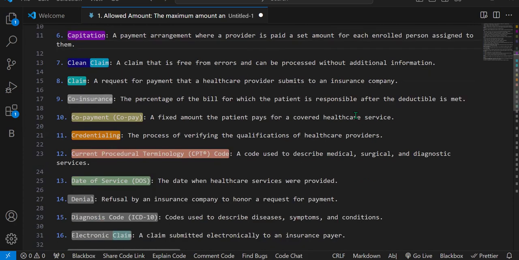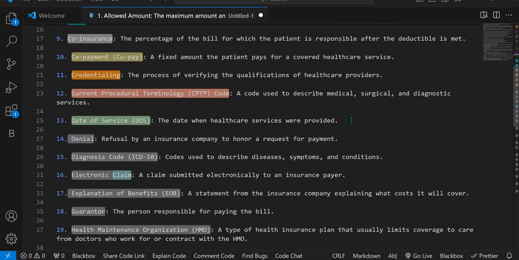Date of service: the date when healthcare services were provided. What is the date of service? For example, if I go for treatment today, that is the date of service, which is provided by the healthcare provider to the patient.